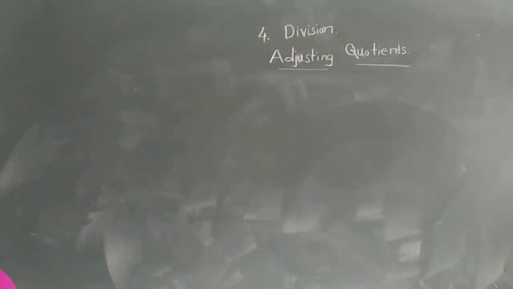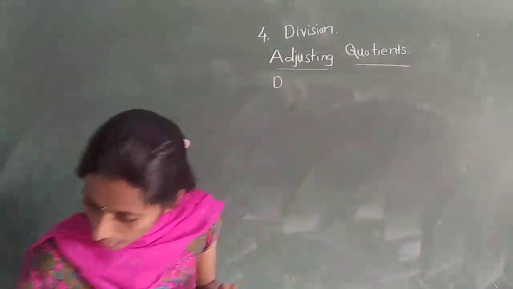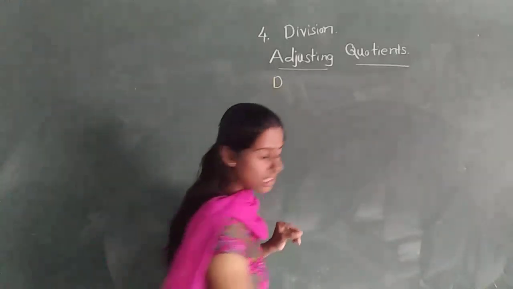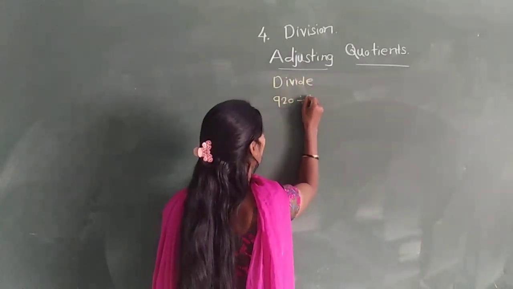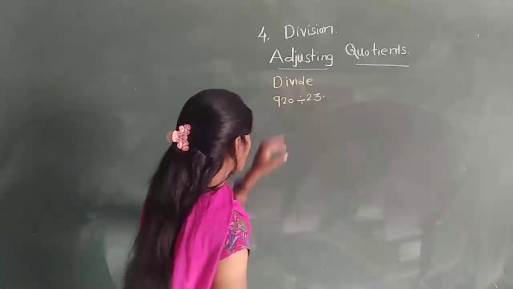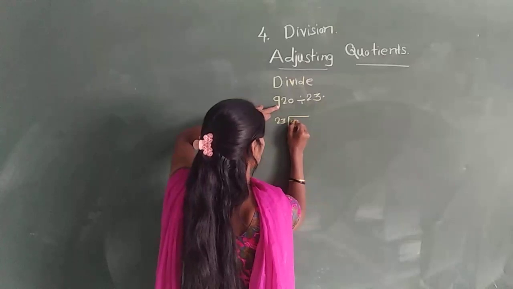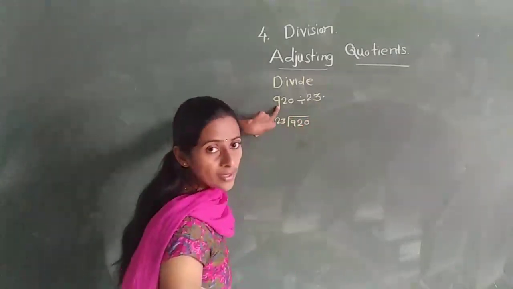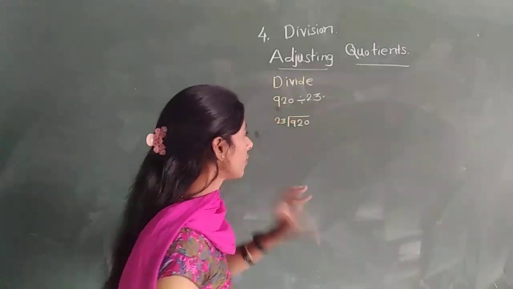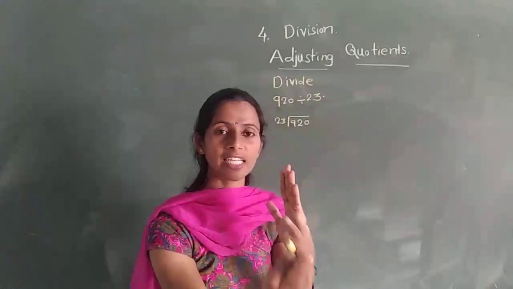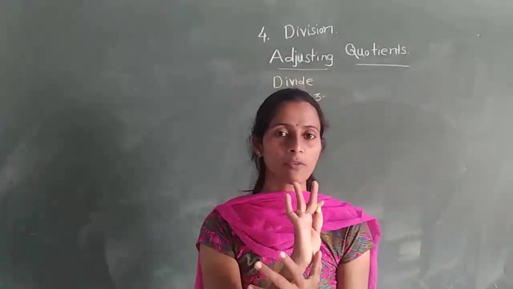Okay, so next example: divide 920 by 23. Okay, so here 23 and 920. First decide where to start. 23 and here 92 means there are enough tens. So firstly the quotient will be written at the tens place. Okay, the first step is clear.